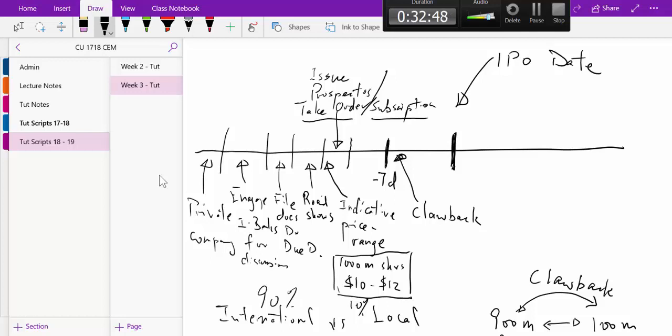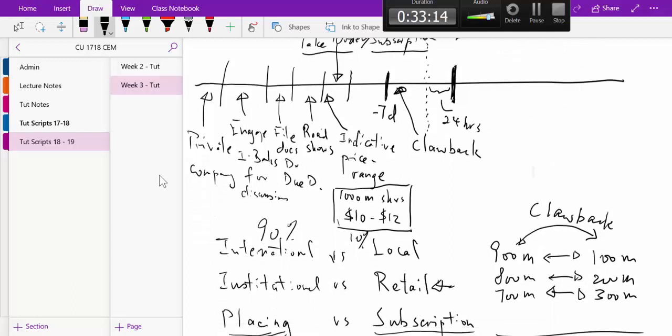Now, the so-called over-allocation will happen sometime within 48 or maybe even just 24 hours before. So what is going to happen now? I'll tell you what will happen.